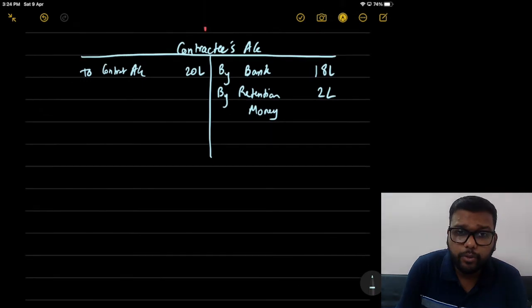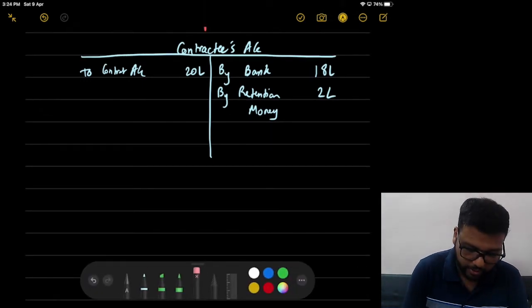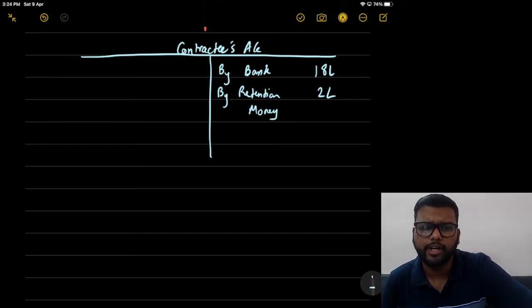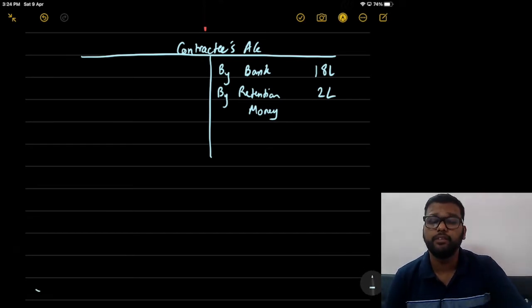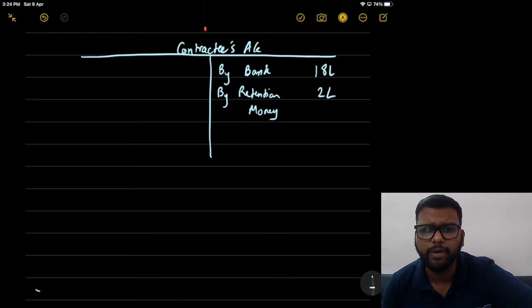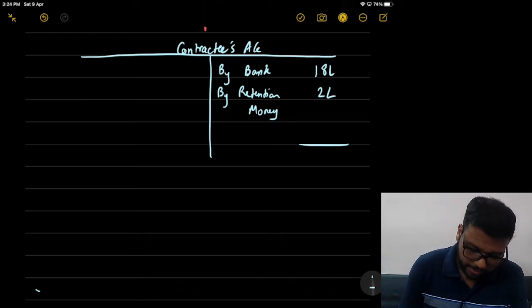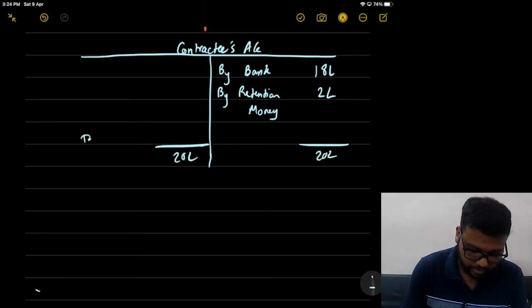But what we do is, instead of taking this second effect here, we don't take it to contract account. We'll show it as advance from contractee, sorry, by bank and by retention money. That's it. And then we'll balance this account, we'll keep it as it is, 20 lakhs. To balance carried forward 20 lakhs.